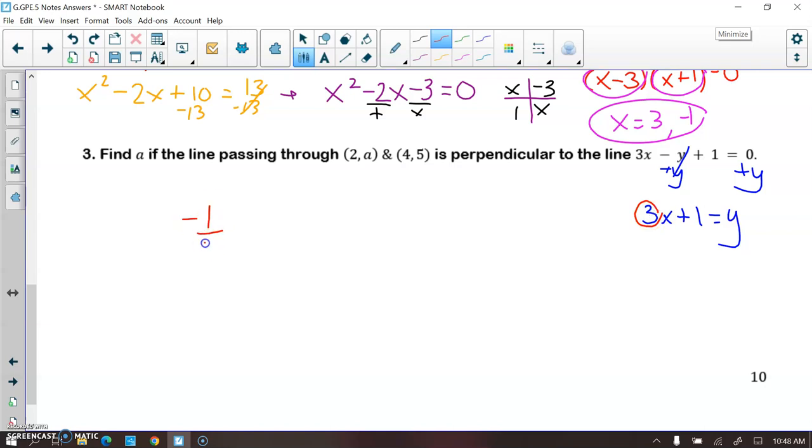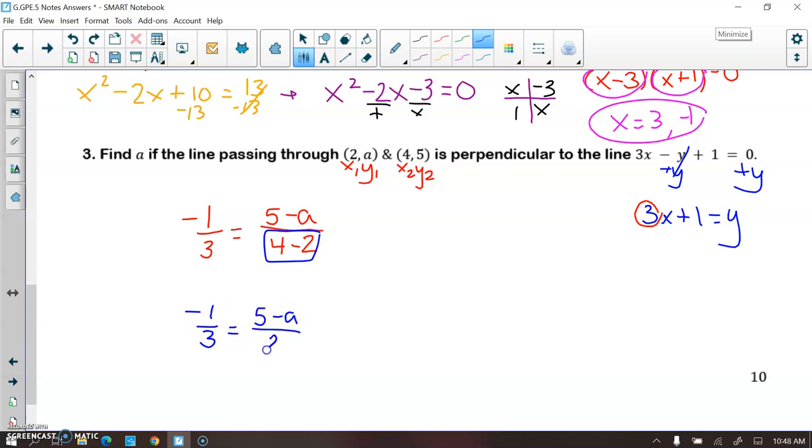So if I take that negative 1/3, I need to attach it to either the 1 or the 3, not to both. That will equal the slope between these 2 points. So I'm going to label these 2 points x1, y1, x2, y2. And now just do the slope formula. y2 minus y1 over x2 minus x1. Simplifying, I get a negative 1/3 is equal to a 5 minus an a over a 2.